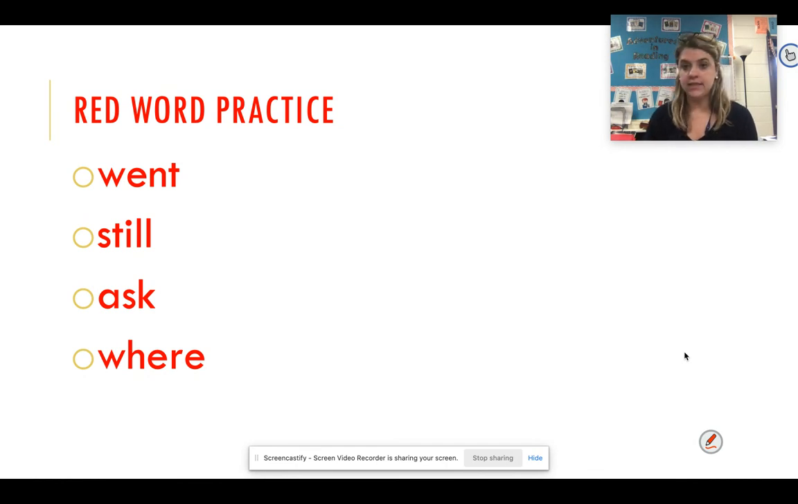Our next word, where. Where is it going? Here we go. W-H-E-R-E. Where. W-H-E-R-E. Where. W-H-E-R-E. Where. Good job. And our last word for this week is from. F-R-O-M. From. F-R-O-M. From. Very good job.